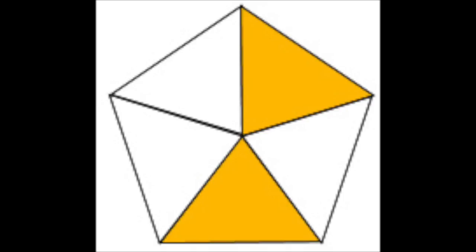Our last example is a pentagon, which consists of 5 equal parts, each part representing 1/5. In this shape, there are 2 shaded parts. If we were to find out the fraction of the shaded area, the answer would be 2/5.